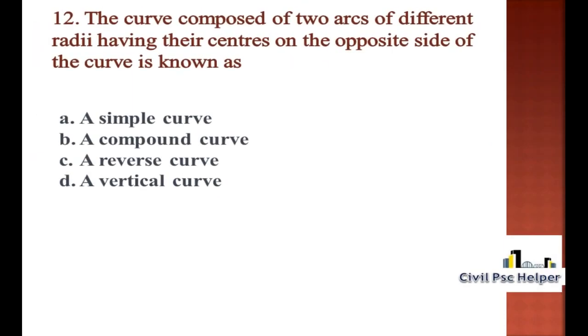12th question. The curve composed of two arcs of different radii having their centers on the opposite side of the curve is known as option A, simple curve. Option B, compound curve. Option C, reverse curve. Option D, vertical curve. The curve composed of two arcs of different radii having their centers on the opposite side of the curve is known as a reverse curve. Option C is correct.